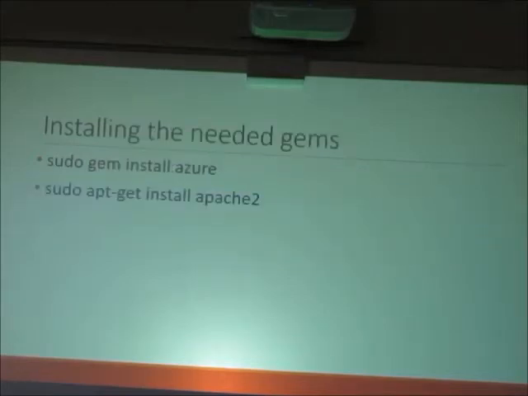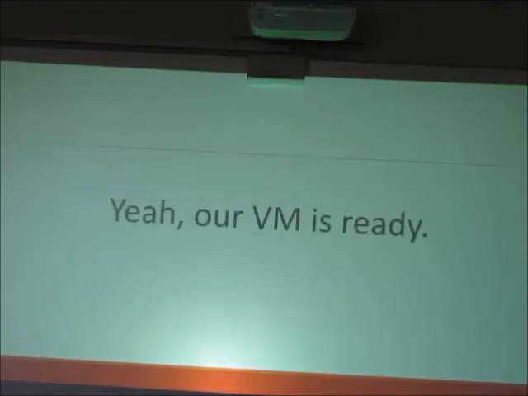And next, some other interesting things that you would need. Azure has a gem for Ruby, which for example will allow you to access blob storage, which is the cloud storage of Azure. So if you want to play with that in Ruby, you need to install the Azure gem. And then finally, we also wanted to use this VM as a web server. So therefore, we are installing Apache. And yay, now our VM is ready and we can start playing with our VM.